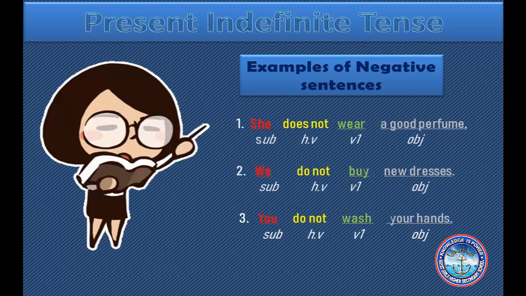Okay, so the second example is, we do not buy new dresses. With plural, we use do. We do not buy new dresses. Now here you see buy is the first form of verb and we haven't used s, es, or ies, because with plural we do not use these letters. The third one is, you do not wash your hands. With you, we use do not. You do not wash your hands.